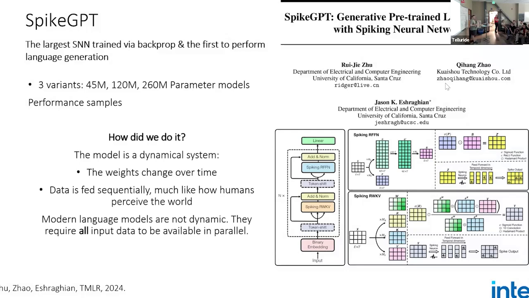And so we know that modern language models are not really dynamic. They require all of their inputs to be available in parallel. Now, state-space models and linear recurrence are changing that. So that's where we're going. And as a result, we got 30x fewer operations than a transformer of equal size.